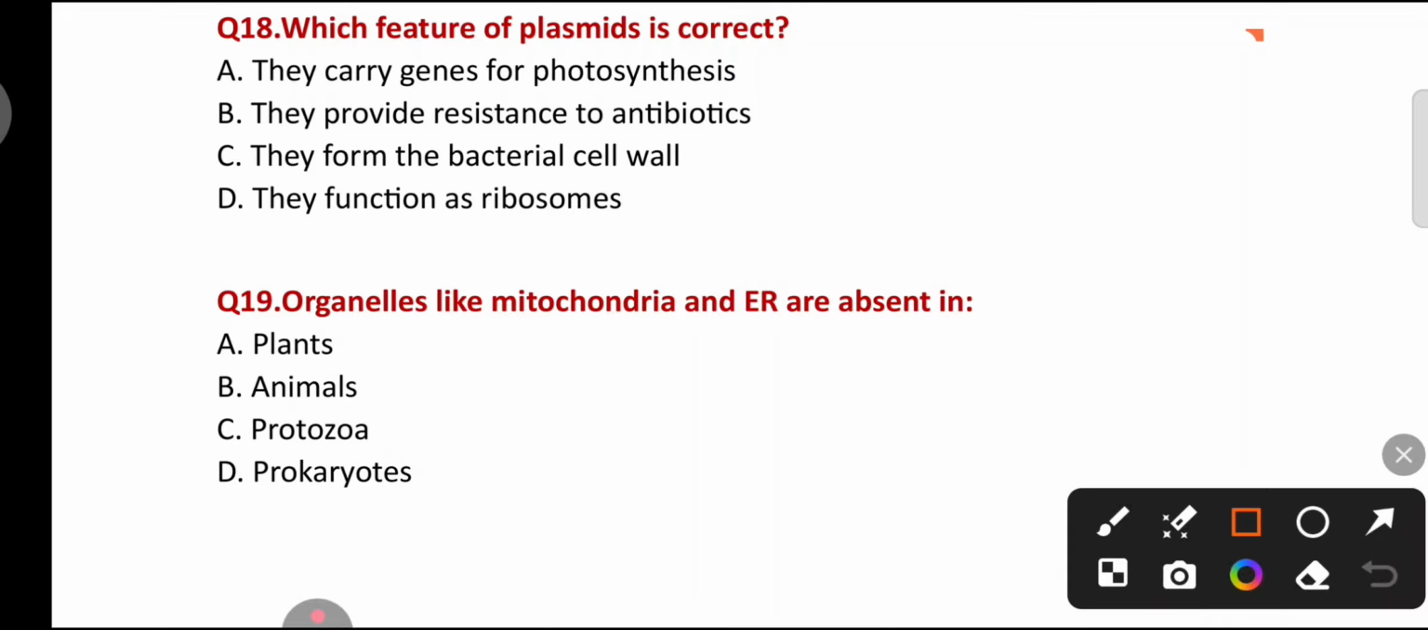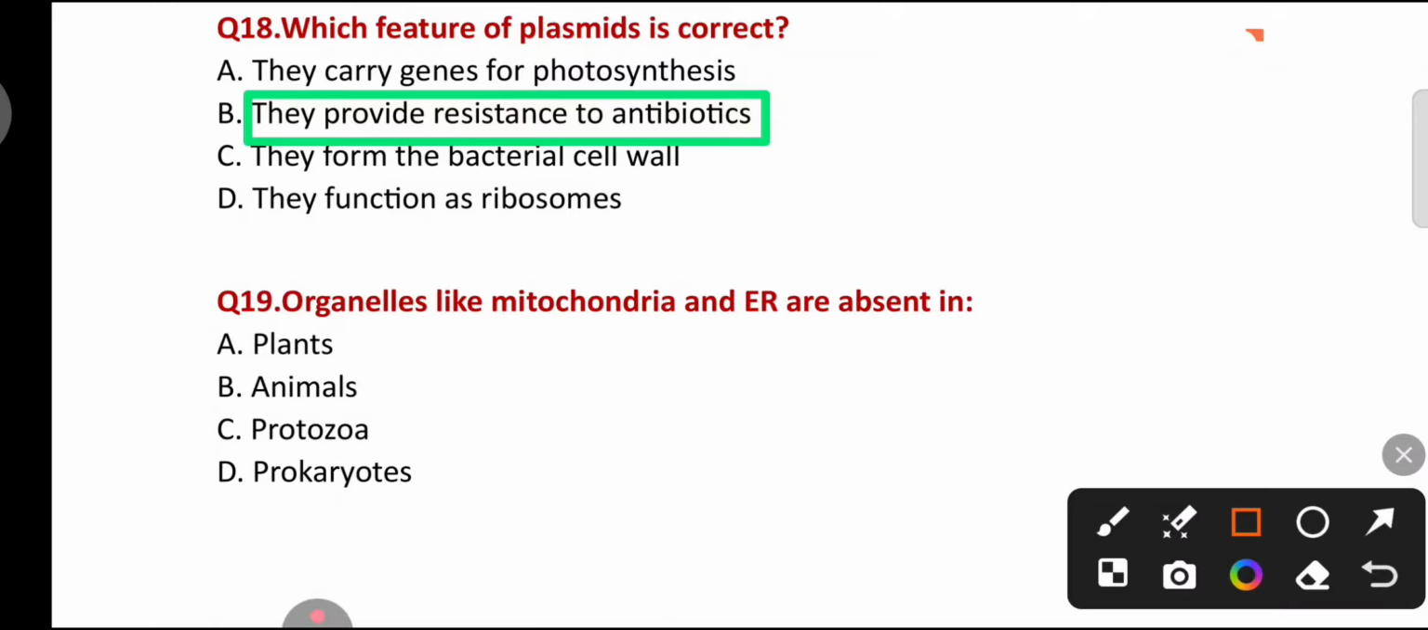Which feature of plasmids is correct? They carry genes for photosynthesis. They provide resistance to antibiotics. They form the bacterial cell wall. They function as ribosomes. They provide resistance to antibiotics.